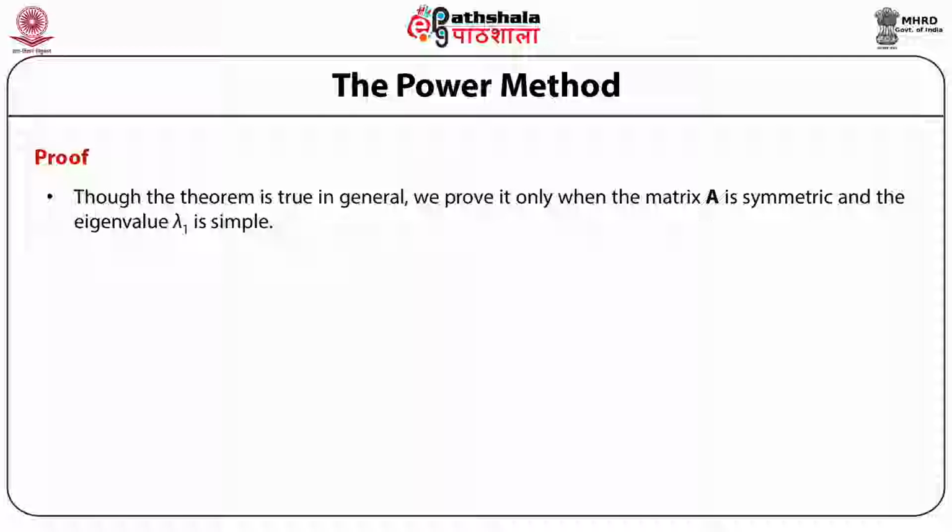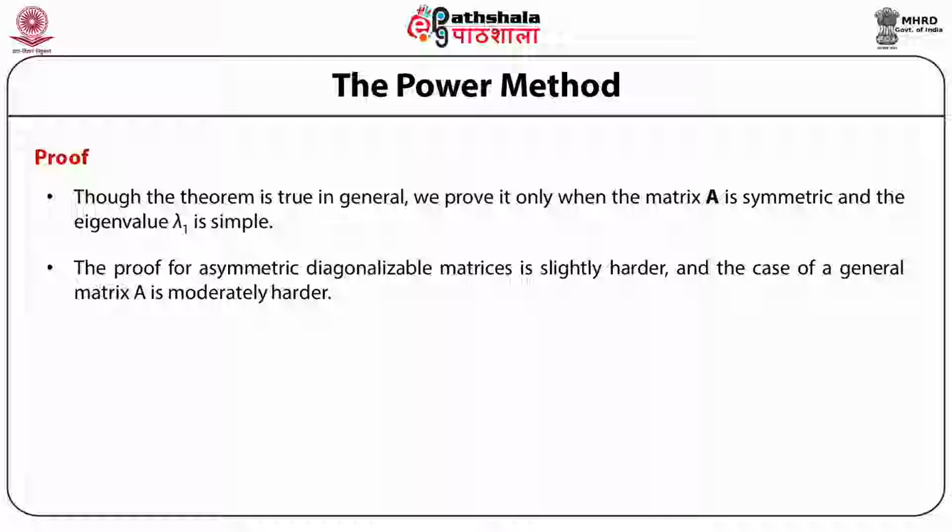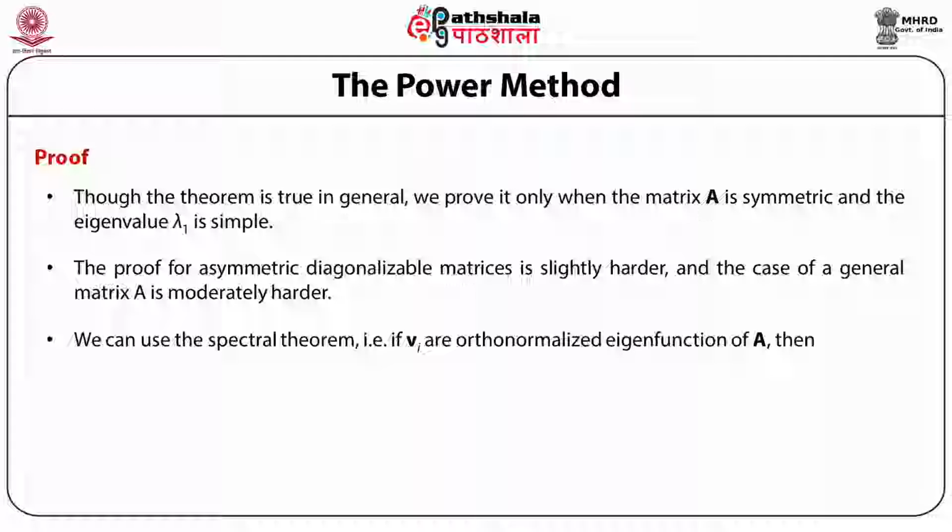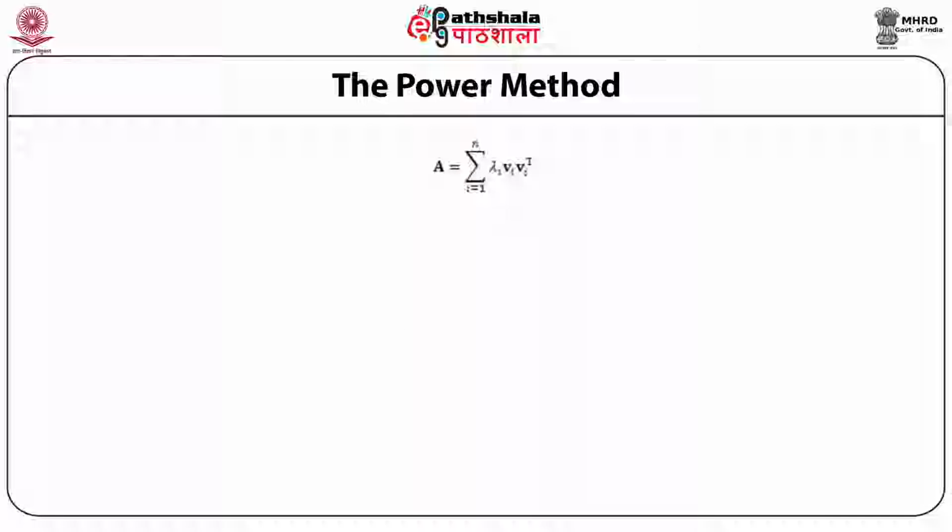Though the theorem is true in general, we prove it only when the matrix A is symmetric and the eigenvalue lambda 1 is simple. The proof for a symmetric diagonalizable matrix is slightly harder, and the case of a general matrix A is moderately harder. We can use the spectral theorem, that is, if v_i are orthonormalized eigenvectors of A, then A equals the summation i equals 1 to n of lambda_i v_i v_i^T. By multiplying successively by A, we obtain A^n equals the summation i equals 1 to n of lambda_i^n v_i v_i^T.